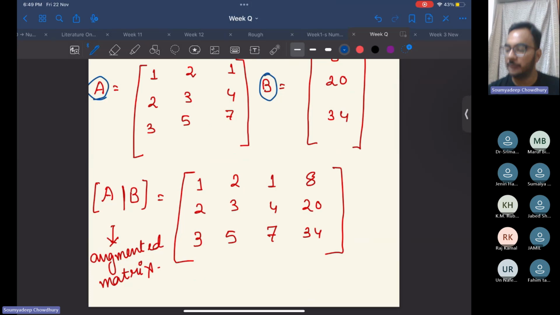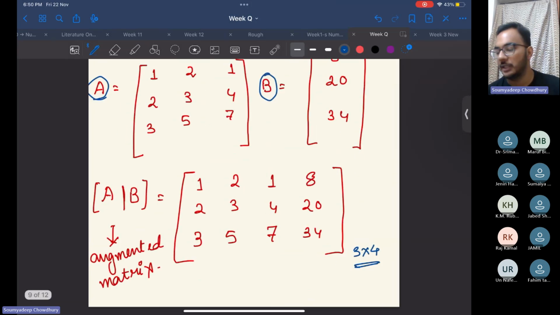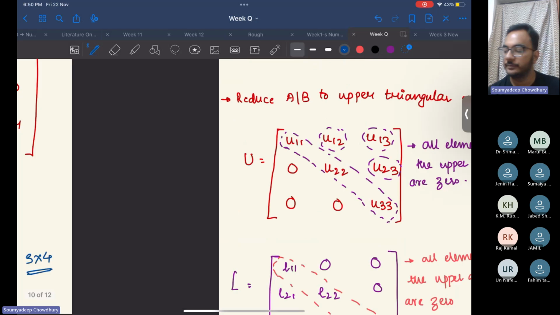How do we form that? We just write the A matrix as it is, and then in the last column we append the B matrix or the source matrix. So it is basically a 3 cross 4 matrix here. Whatever operations you perform, it's not on the source matrix, but on the augmented matrix or the A slash B matrix. Just remember this.